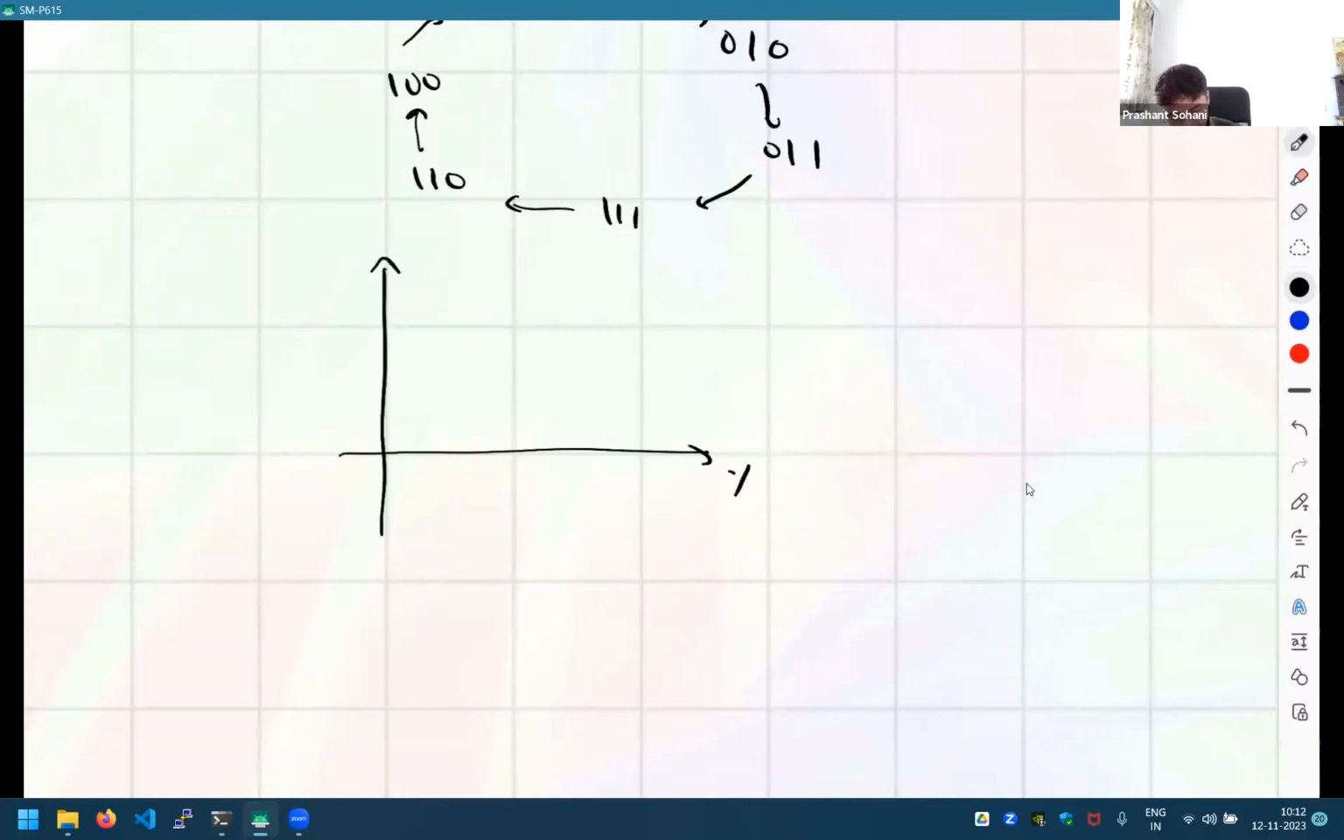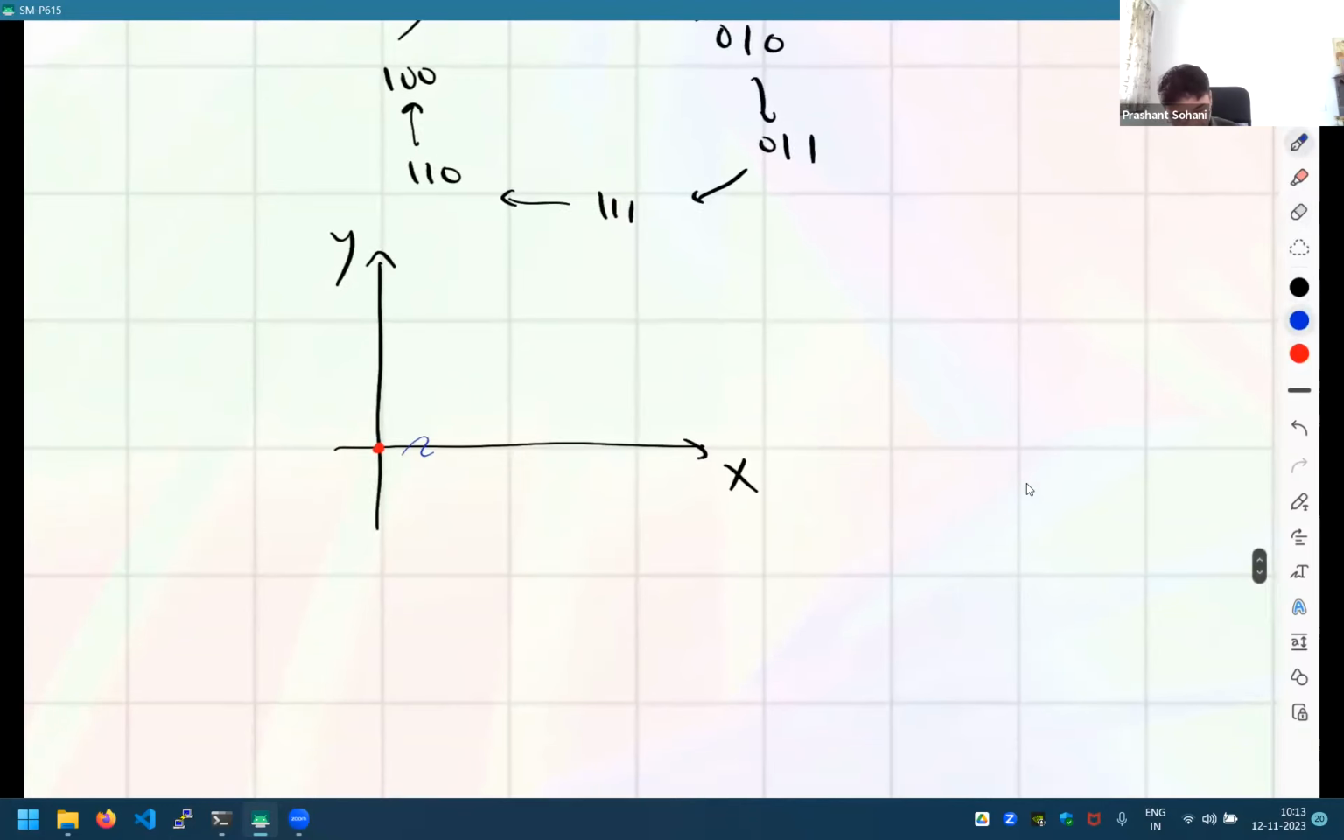So this is the x-axis, this is the y-axis, and we know the origin is called (0, 0). Instead of writing it as (0, 0), I'll write it as 00. If I write 00, it means the first digit is the x coordinate, second digit is the y coordinate. Then this point, can I write it as 10? Because the x coordinate is 1, y coordinate is 0. Then this is 11, and this is 01.